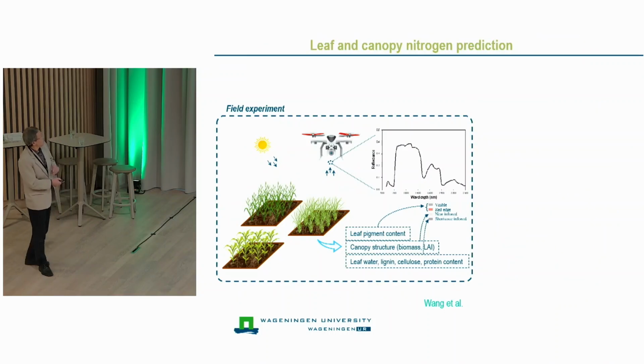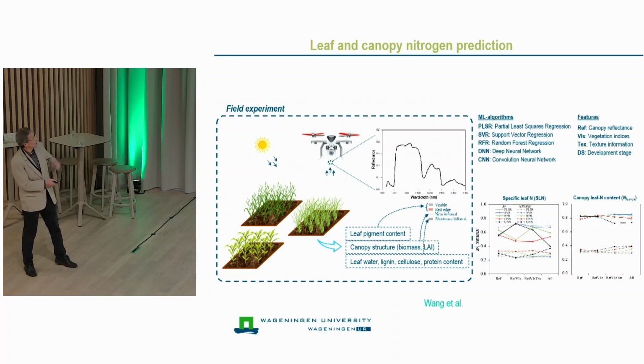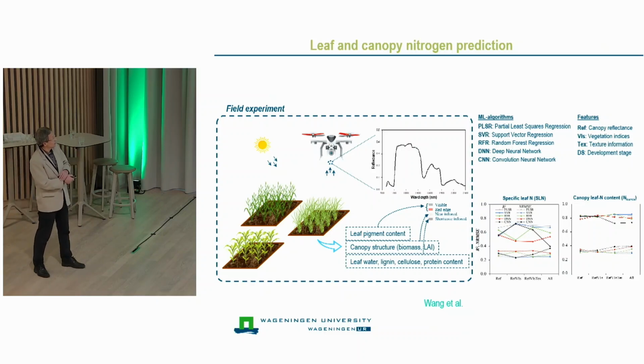This is illustrated by the work of Dr. Wang Dong. He used this kind of technologies to predict both leaf and canopy nitrogen content using so-called machine learning techniques. And using these techniques, he could predict the SLN and canopy nitrogen content based on different combinations of these crop sensing features.